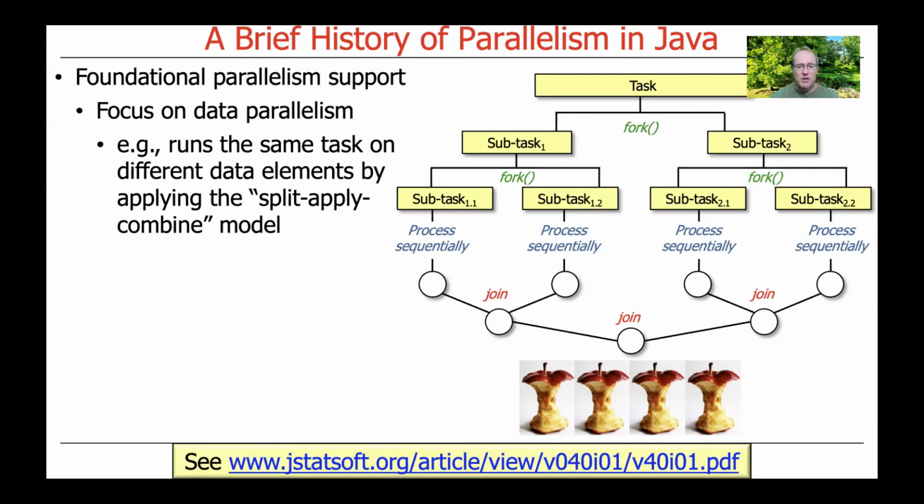So data parallelism is basically just saying we run the same task on different data elements in a larger collection by applying something called the split, apply, combine model. And we'll talk a lot more about split, apply, combine. You can see a paper down here below that introduces this, but this is really at the heart of the fork join framework and a lot of the other stuff that you'll find in Java parallelism.